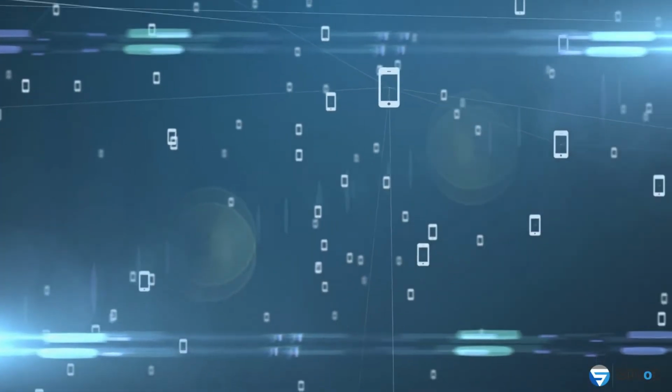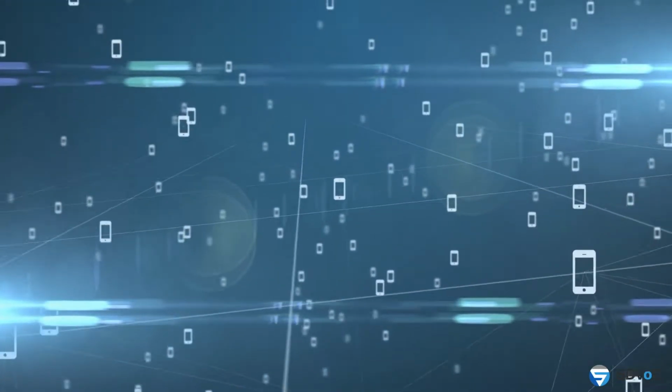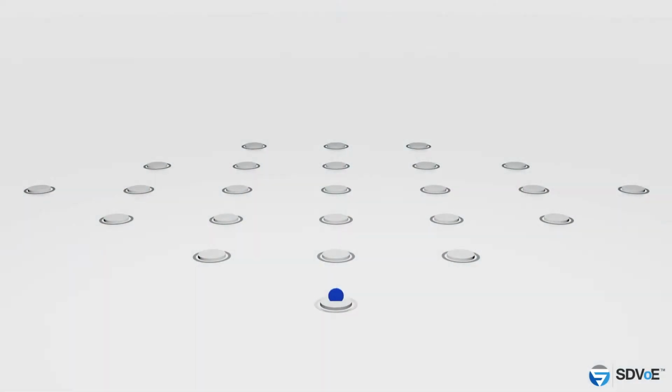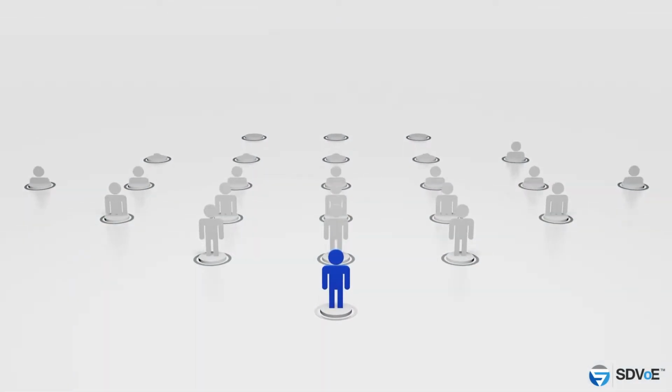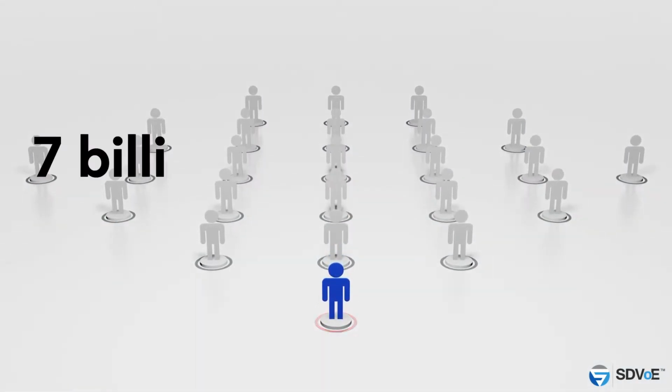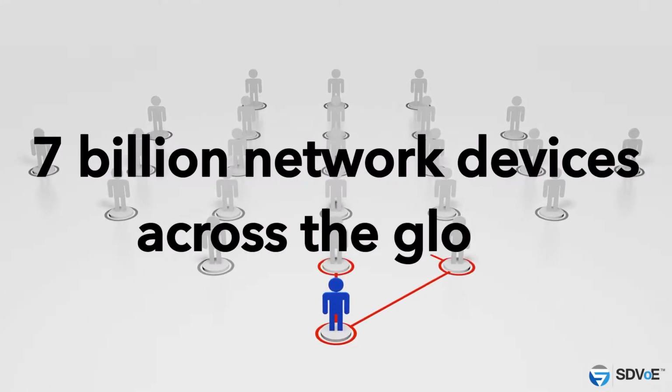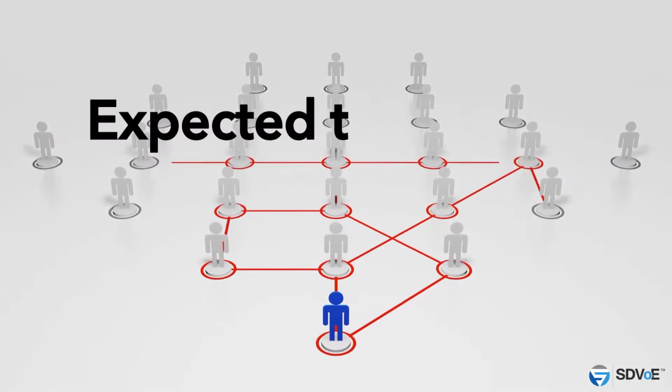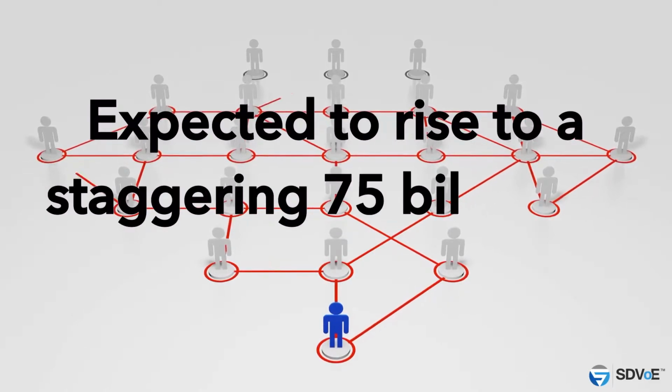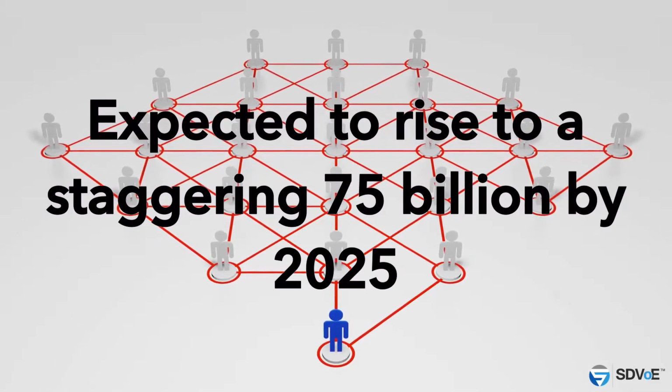The world is becoming more dependent on IP each day. According to data from IoT Analytics, it's estimated that there are already over 7 billion network devices across the globe. And that figure is expected to rise to a staggering 75 billion by 2025.